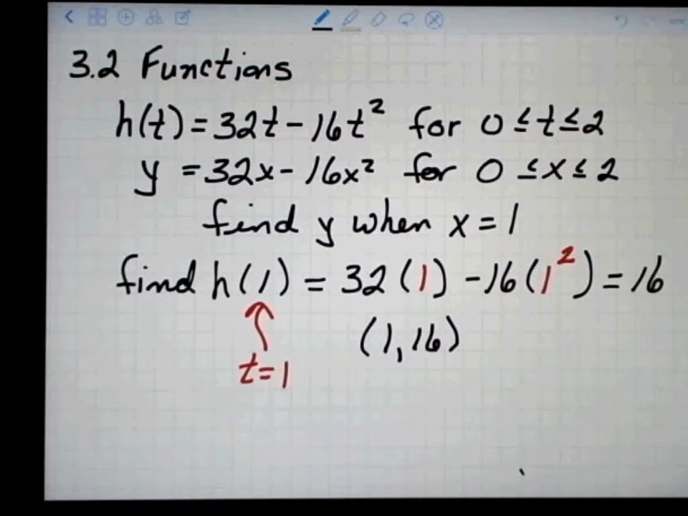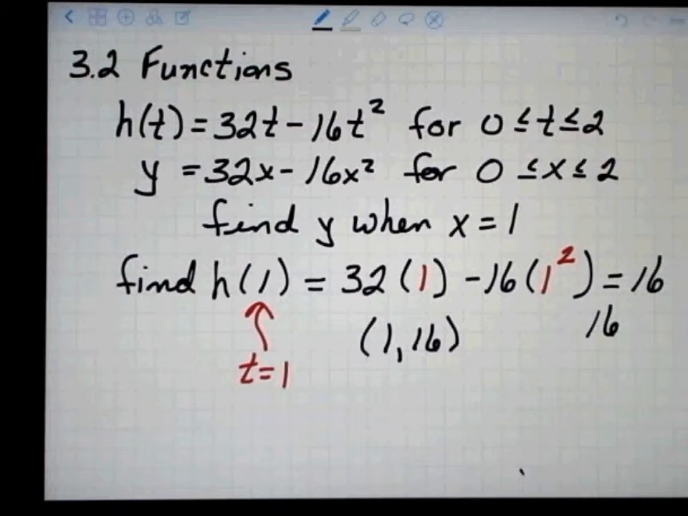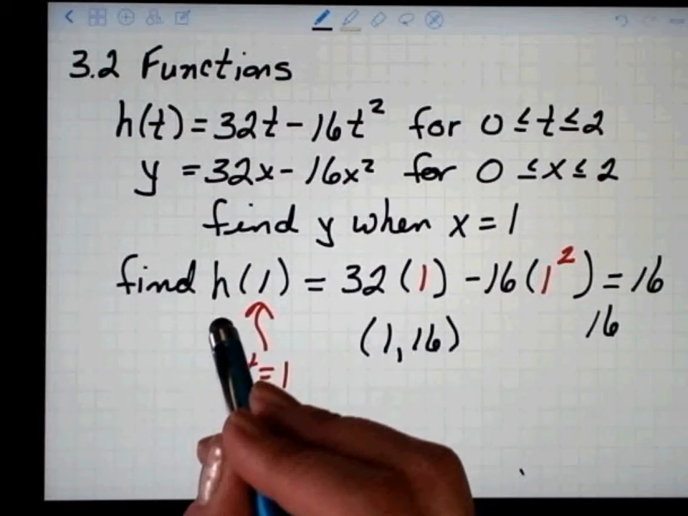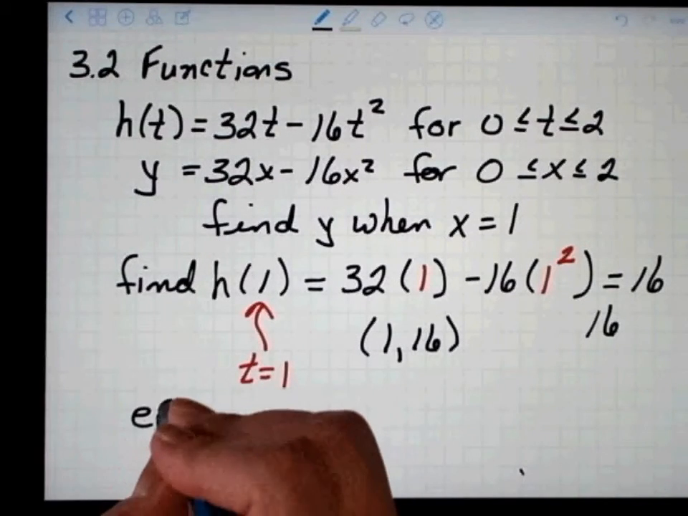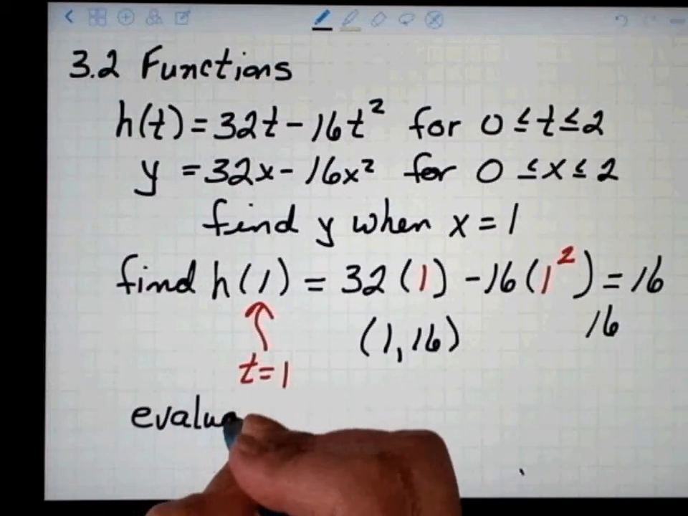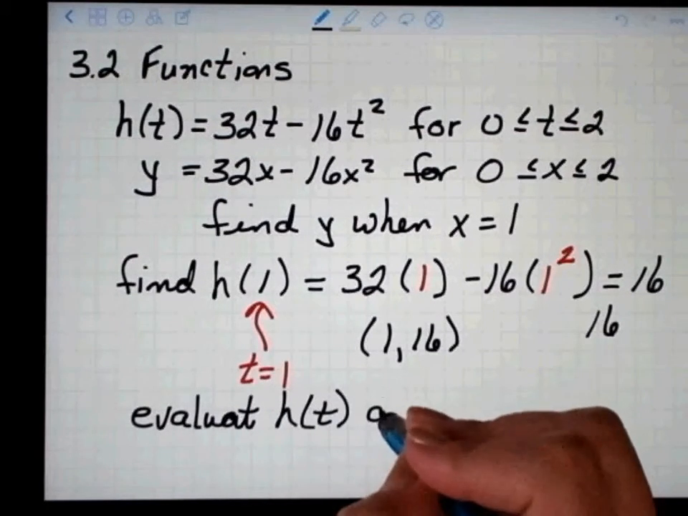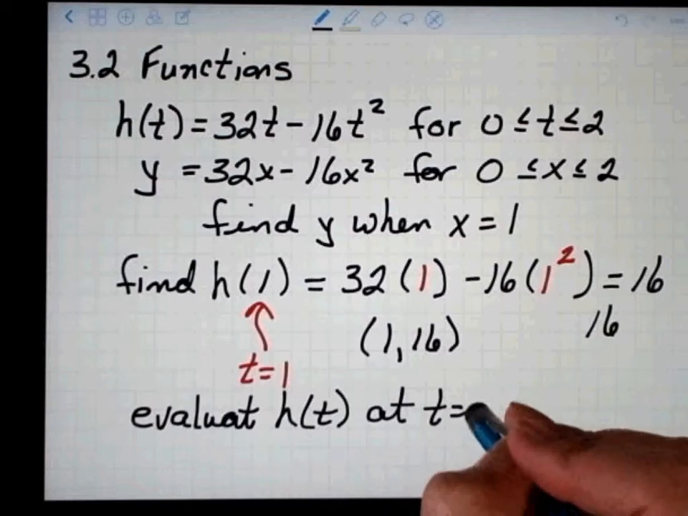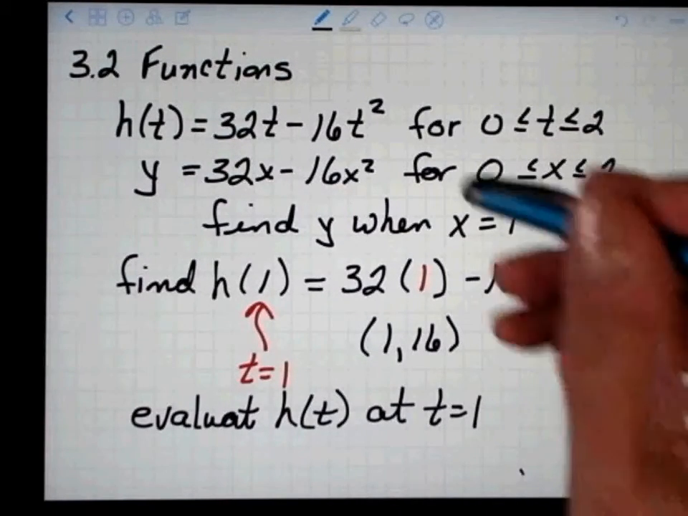Okay. Oh, you can't see the 16. There's a 16 right here. Sorry. So what I want you to understand is how to evaluate a function at a value. And that's what we just did. We just evaluated h of t at t equals 1. Okay.